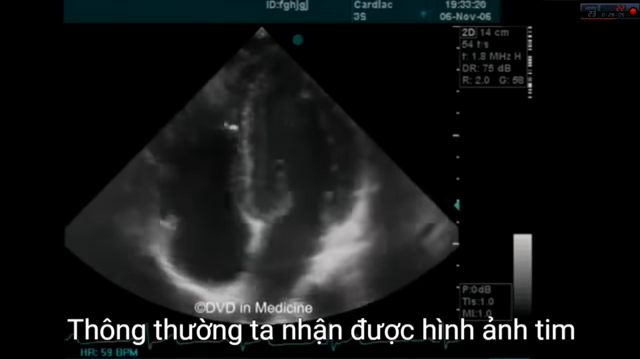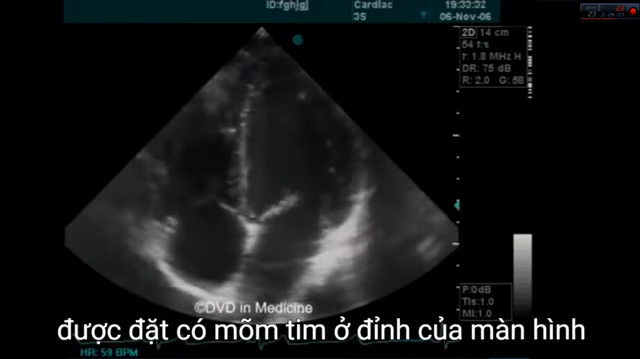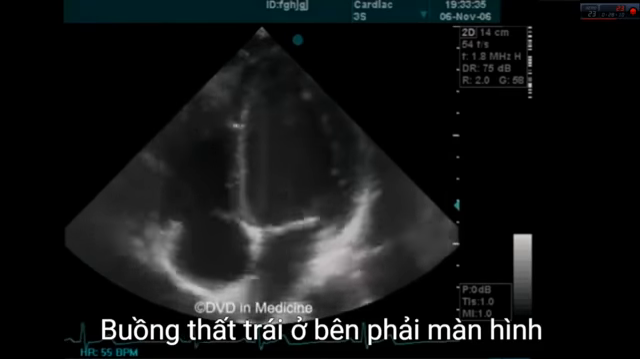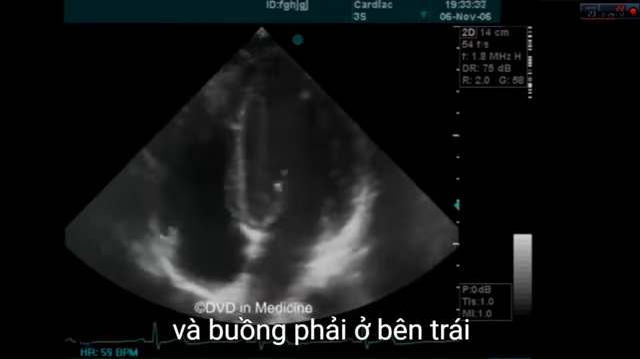Traditionally, one obtains an image where the heart is placed with its apex at the top of the screen. Left chambers are on the right of the screen and right chambers on the left.